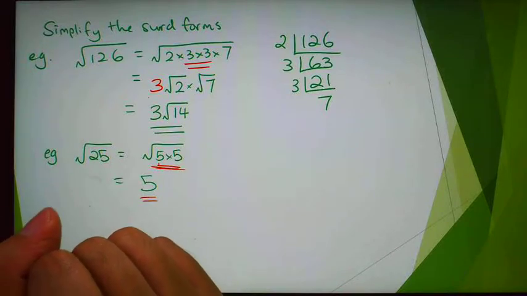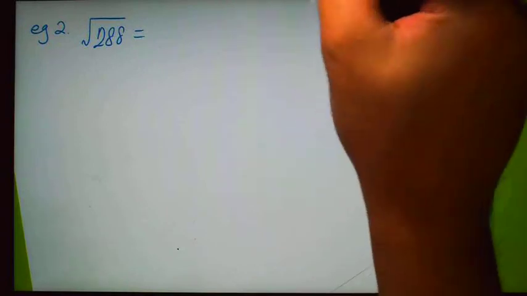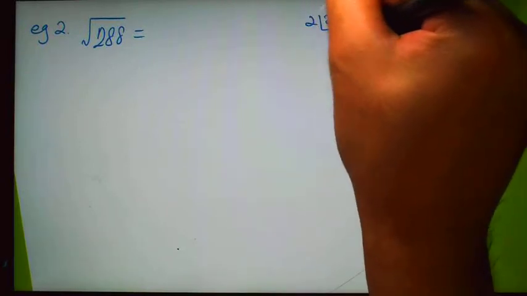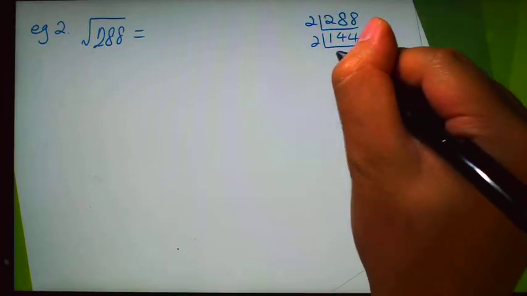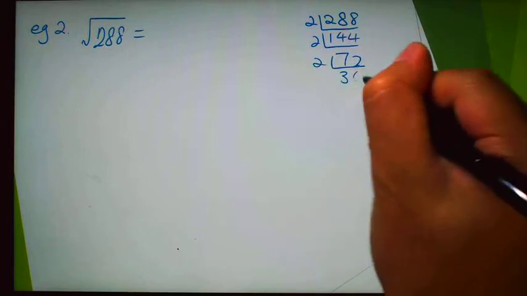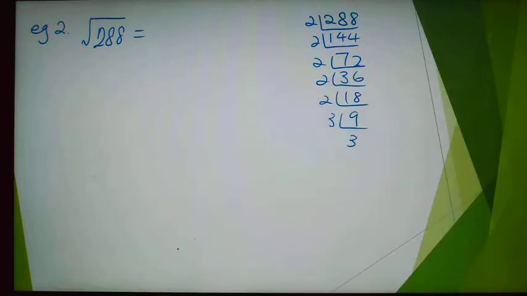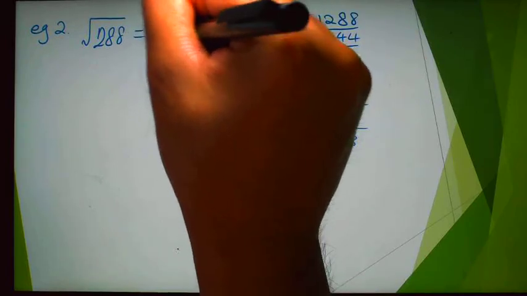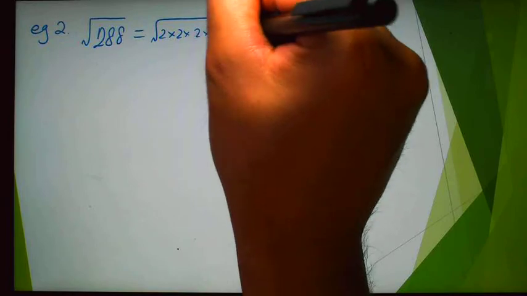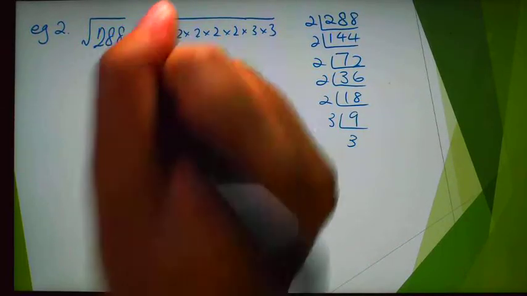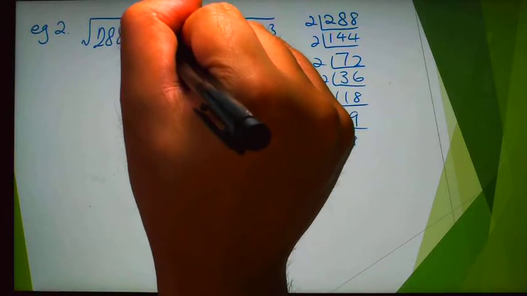Try another example and see how it goes. For example, the square root of 288. Again, have a go. 288, first of all, divide by 2, 144, 2, 72, 2, 36, 2, 18, 2, 9, 3, 3. Oh, quite a long one. 2, 2, 2, 2, 2, 3, 3. Square root of 2 times 2 times 2 times 2 times 2 times 3 times 3. Again, pick the pairs up. One pair.